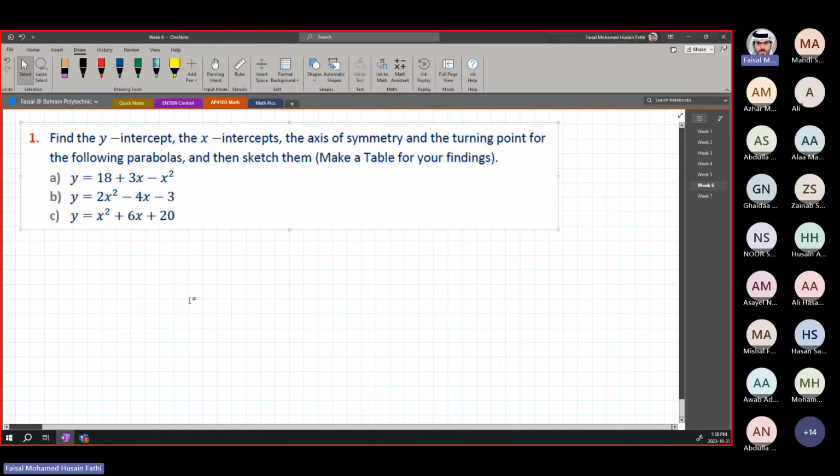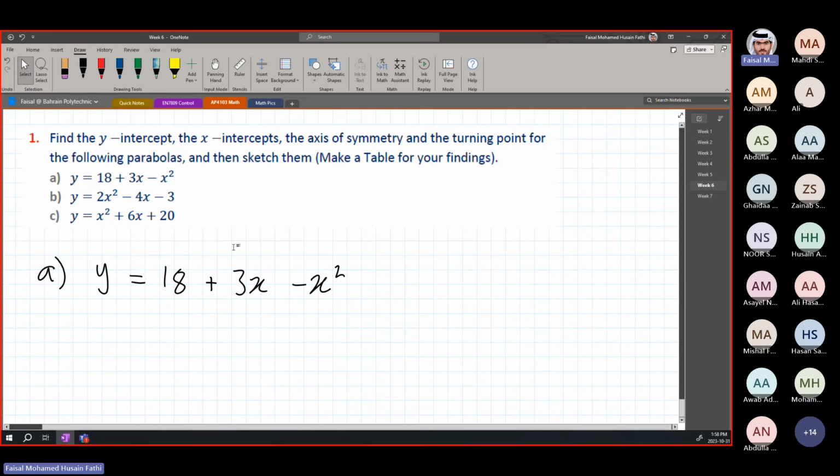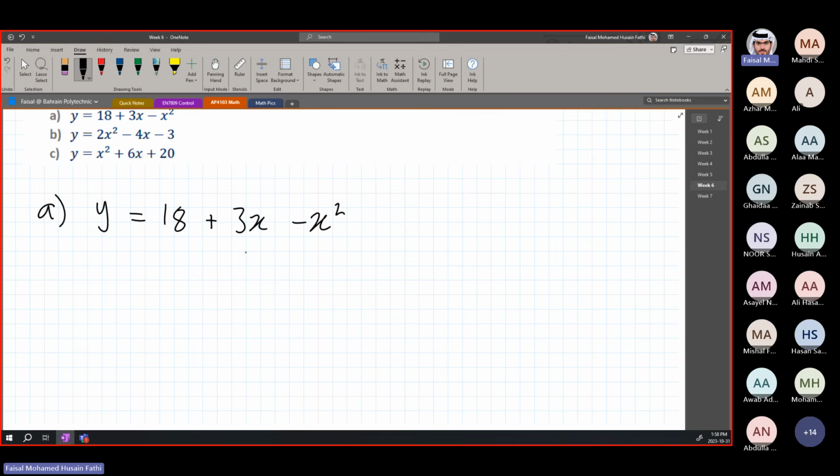Okay, if we want to take the first one, part A: y is equal to 18 plus 3x minus x squared. You are all advanced enough now, you understand the situation. You have to put the ordering right to make it easier for you. So y is equal to minus x squared plus 3x plus 18. The idea here is that we want to arrange it so we can use it in the same form, ax squared plus bx plus c.